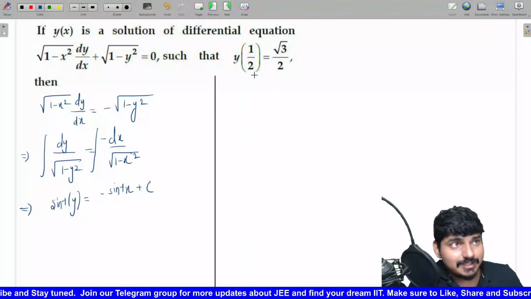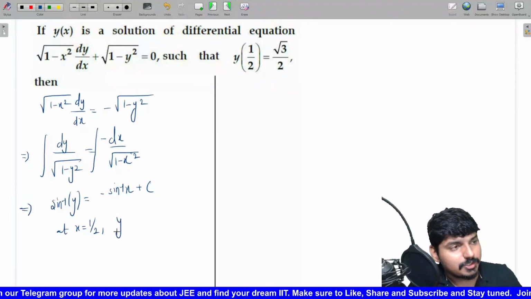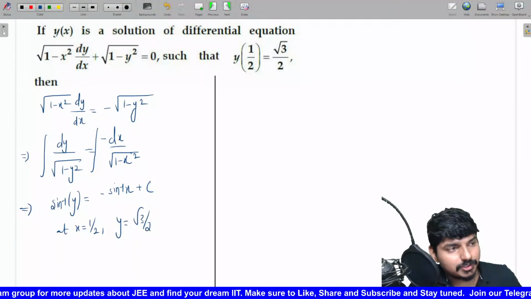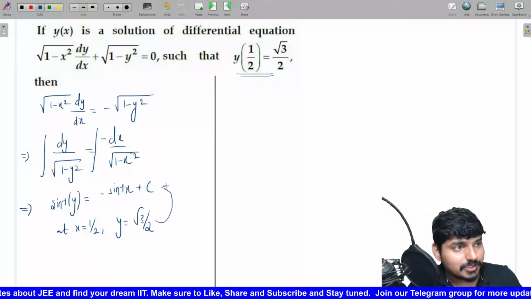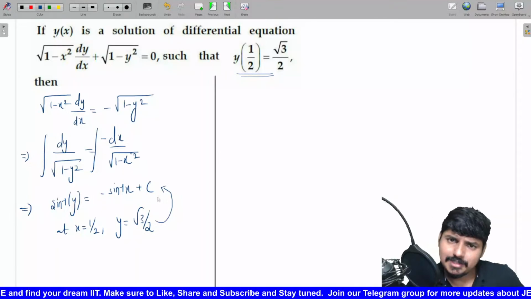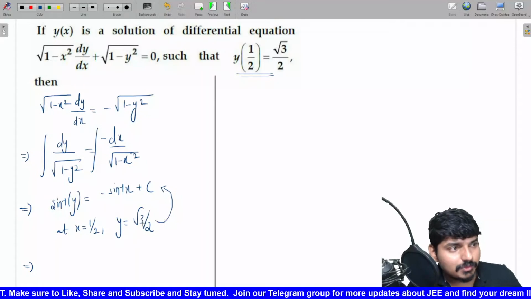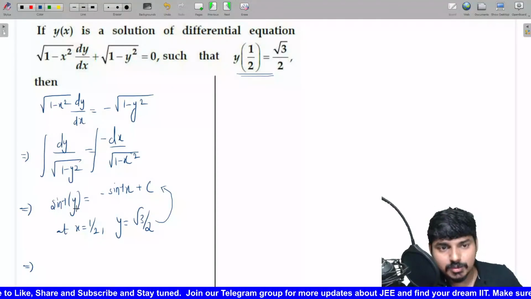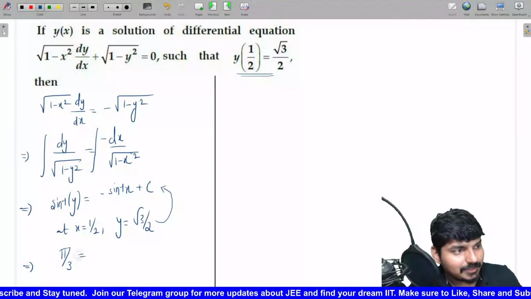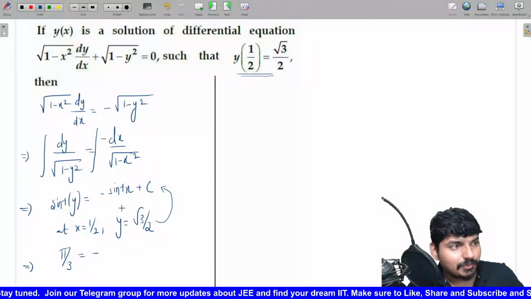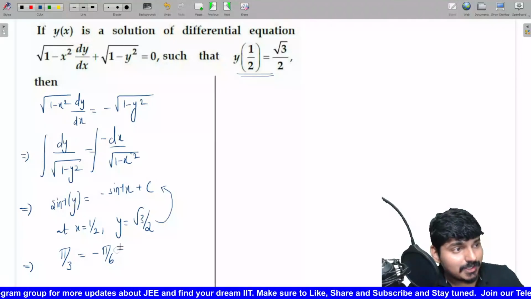Okay, now this condition is given for you. At x is equal to 1 by 2, the value of y is given root 3 by 2, this particular condition. So using this condition in the above equation, can we find the value of c? Yes, we can do that. So see, what am I going to get? At x equal to 1 by 2, the value of y is root 3 by 2. So sine inverse root 3 by 2 value, well, it is going to be equivalent to pi by 3, and that is equal to minus of sine inverse 1 by 2. Well, that is going to be pi by 6, everyone, plus c.